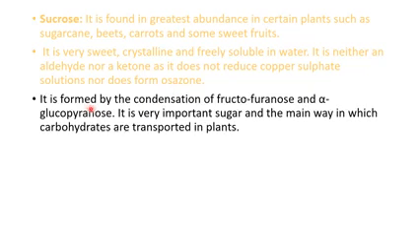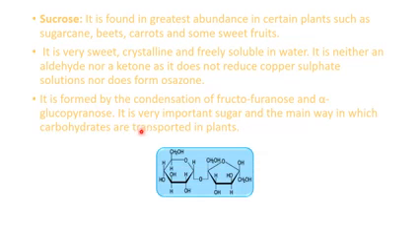It is formed by the condensation of fructofuranose and glucopyranose monomers. It is a very important sugar and the main carbohydrate for plants. Here you have a glucose unit and a fructose unit joined by the glycosidic linkage. These are the two units. This is the six-membered pyranose, and this is the five-membered furanose of the fructose.